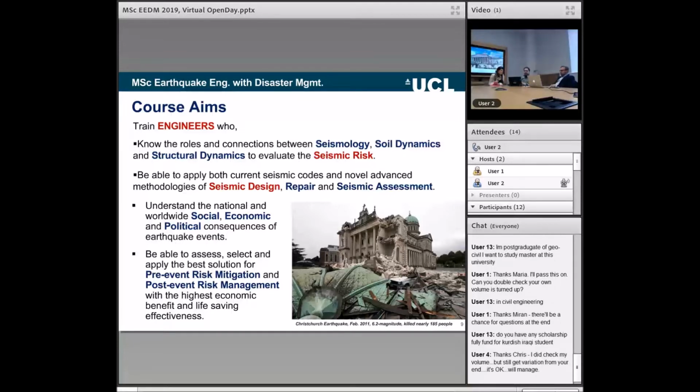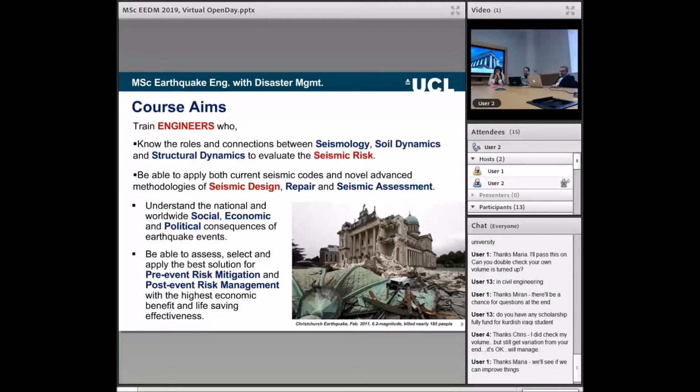So you will become an engineer which knows how to design for seismic, how to repair for earthquake loading, and how to assess structures against seismic loading. So on the other side, you will understand the national and worldwide social, economical, and political consequences of earthquake events, as well as other natural disasters like tsunamis, typhoons, volcanoes. And you will be able to select and apply the best solution for pre-event risk mitigation, as well as post-event risk management, in order to have the highest economical benefit and life safety effectiveness.